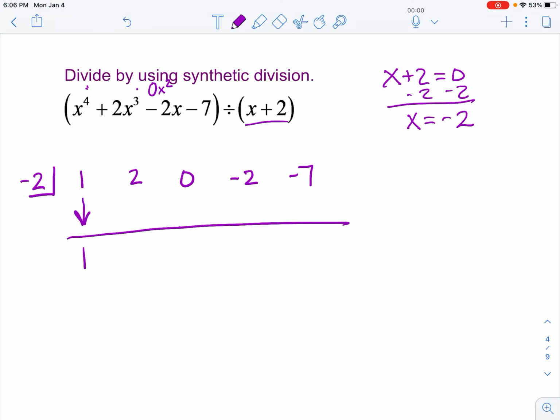Bring down the first number, and then we multiply. That gives us negative 2. Add going down, I get 0. Multiply, I get 0.